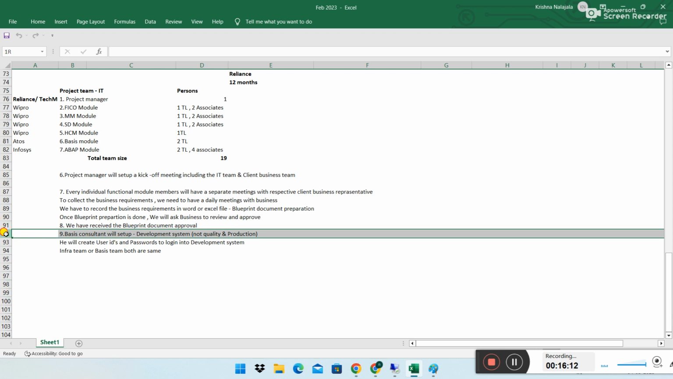Once your blueprint is approved, you need a system to configure things, right? As we discussed, at least we need a system landscape: a development system, a quality system and a production system. By this time, we only need a development system. A test system is needed only for testing, and until then we don't need a test or production system.